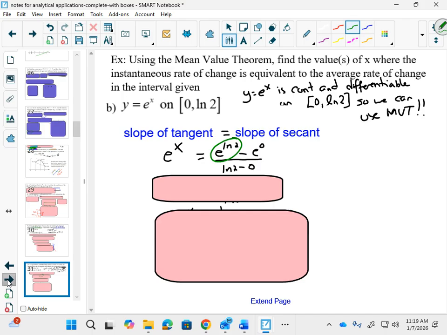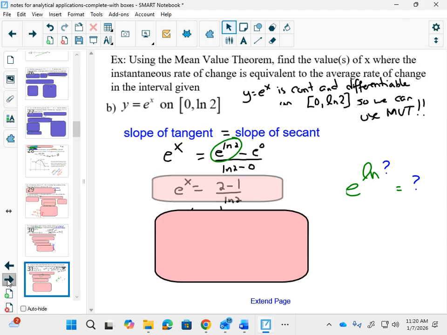2, right? Because e and natural logs are inverses. So when you have e to the natural log of whatever you put in here, that's what it's equal to. Because they're inverses, they cancel each other out. So this will be 2 minus 1 on the top, and natural log of 2 on the bottom.